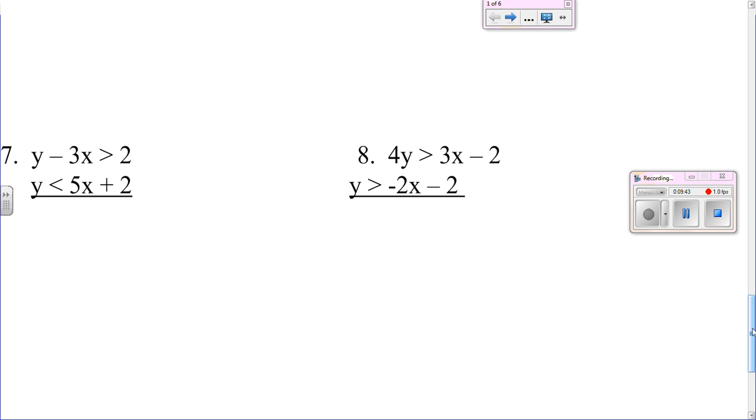Your second one, you start by going down 2, make a dot, go down 2 more and right 1, make another dot. It's going to be a dotted line, and you're going to shade above it.